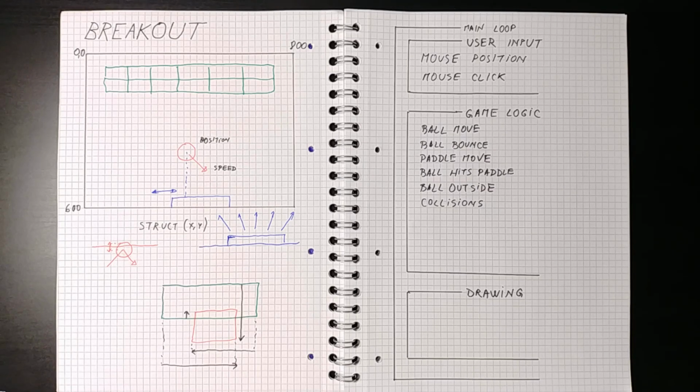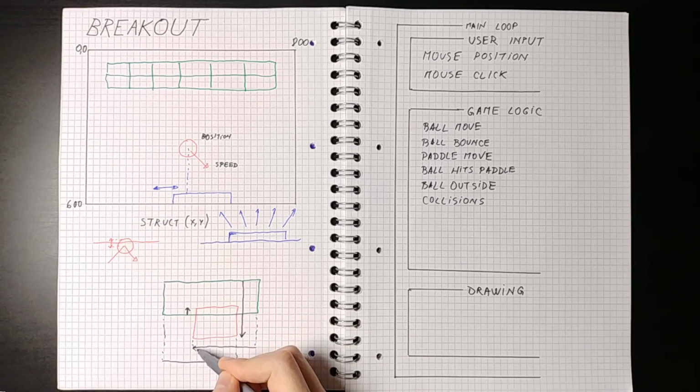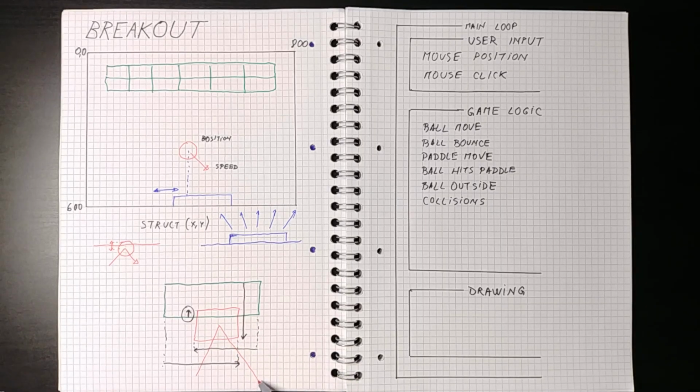Now, to detect on which side the collision occurred, we need to find the smallest of the four segments. In this case, it's this one. So very likely, the ball came from below. So we need to bounce the ball back down and make the brick disappear.